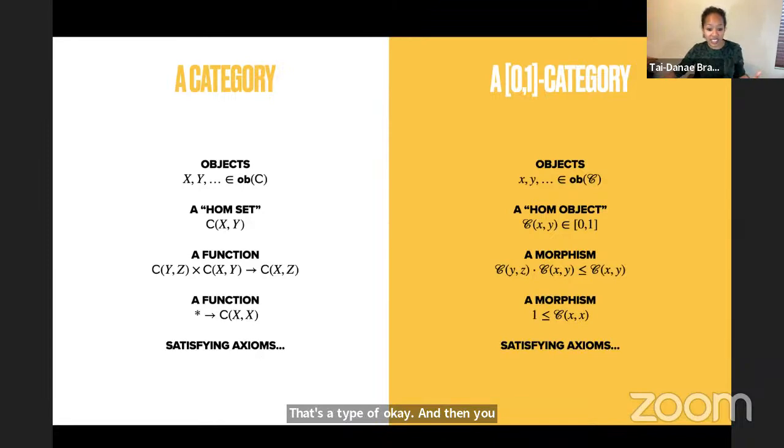You can also ask for identities. An identity morphism on an object x is really a function from the 1-point set into the hom set from x to itself. So a morphism from a 1-point set into a set just picks out an element in that set. Similarly, if I look at the analog on the right-hand side, instead of a 1-point set, I have the number 1, which plays the role of unit. And instead of an arrow, I have this less than or equal to. And so this is the data of a 0-1 category. And of course, you ask it to satisfy some axioms.